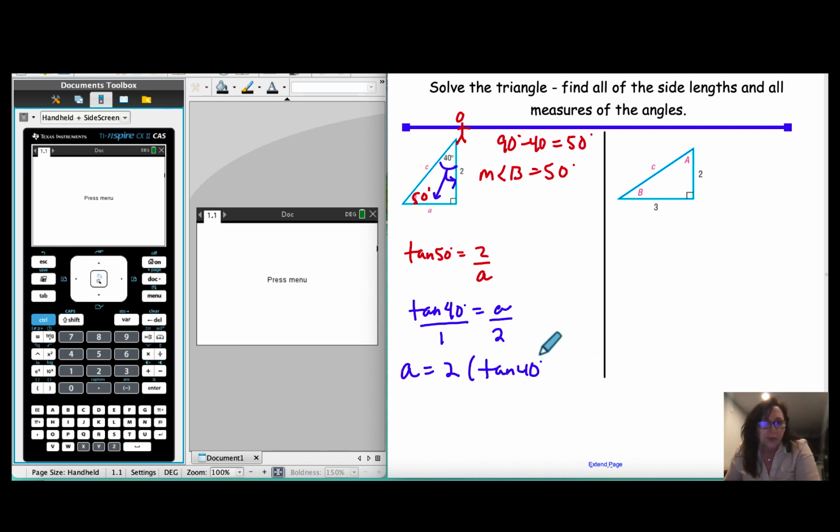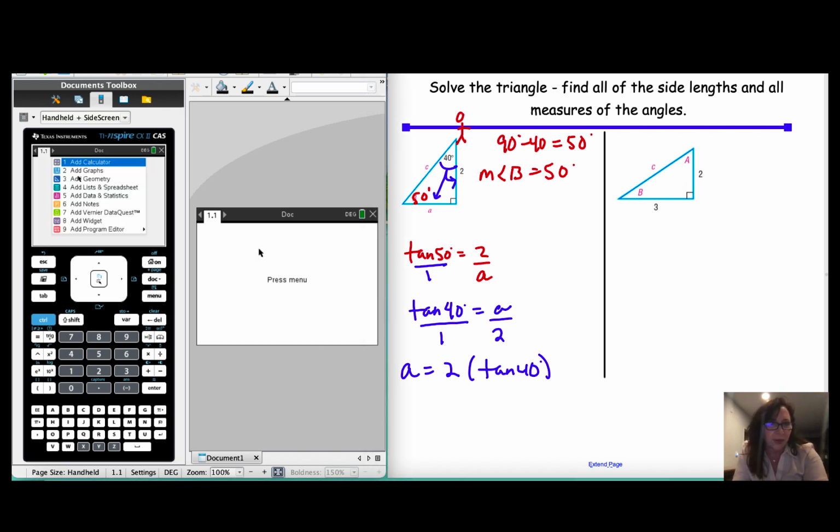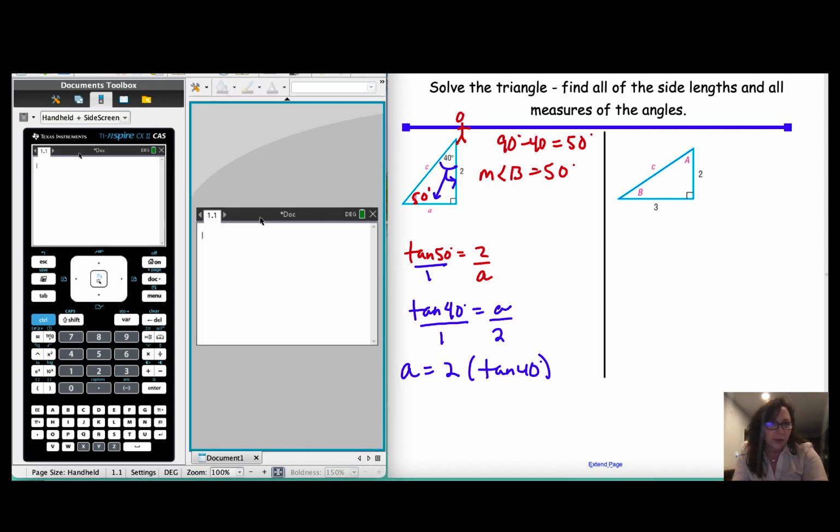And so for this problem, that's a lot easier than this one, where I would have to multiply A times tangent of 50, and then divide by tangent of 50 to get 2. So this way is a lot easier. But I still need a calculator. So we're going to use the calculator, and in particular this one is a TI Inspire. If you're using one from class or not, the TI 84 is also a great calculator.